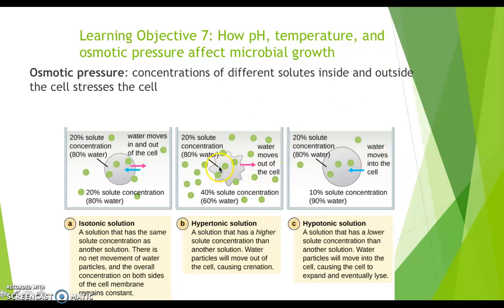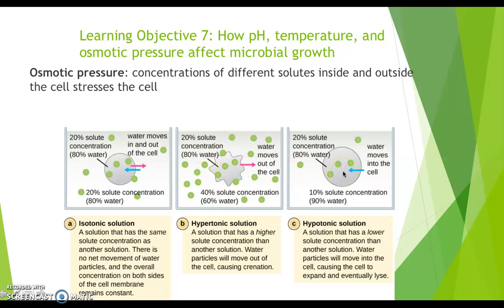So water moves out of the cell to try to even out that concentration and dilute the stuff outside of the cell. So this cell, if it doesn't have a way to stop that or a way to bring more water in, is just going to shrivel up, dehydrate, and die.